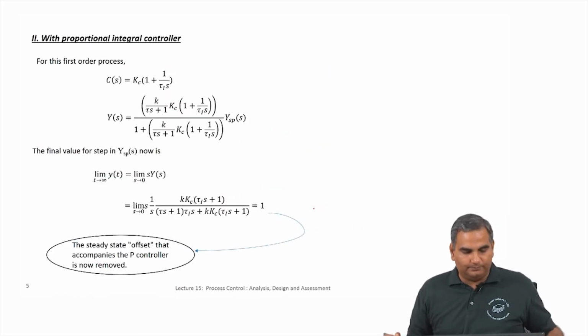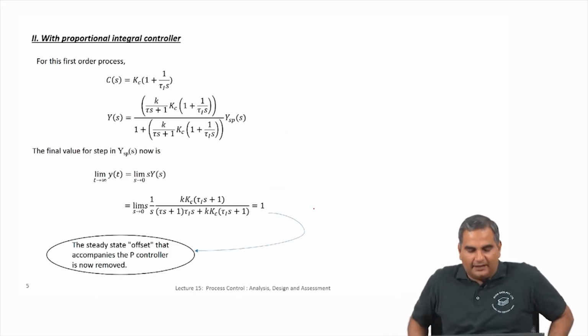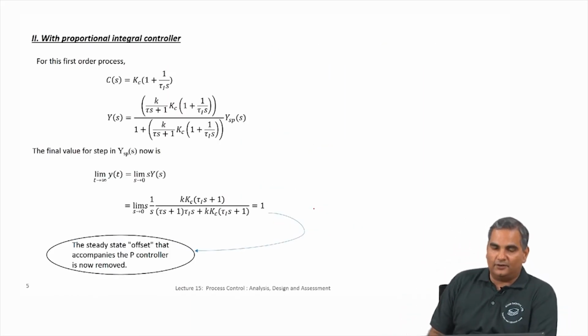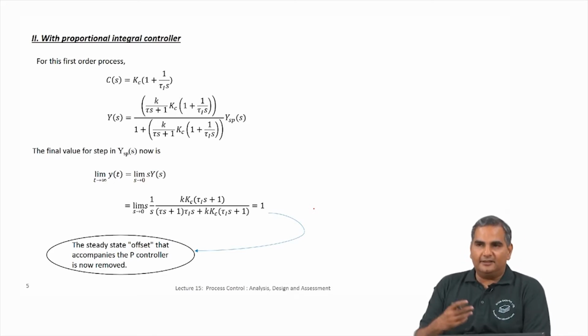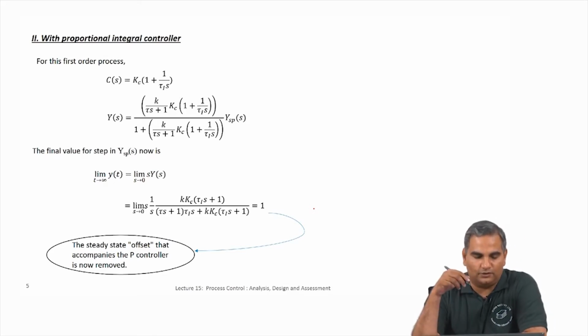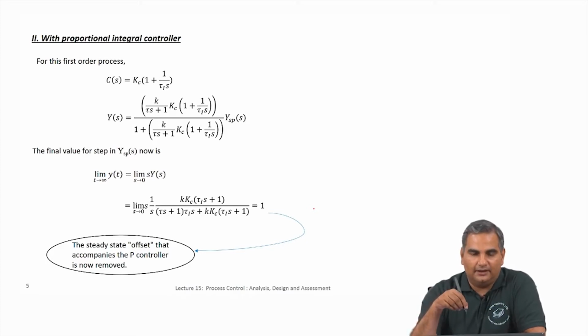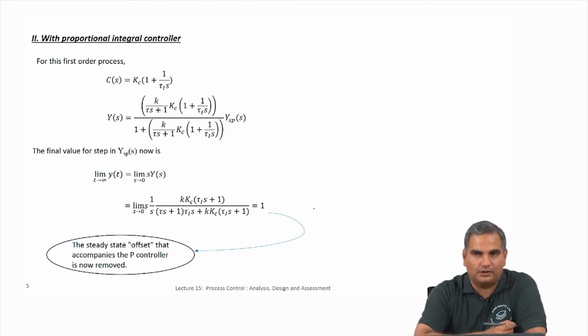Now let us repeat the same exercise for a proportional integral controller. The reason why you use this proportional integral controller is to get rid of one disadvantage of the proportional controller, which is the fact that a proportional controller has an offset. So in this case, what we are going to do is see whether introducing an integration action removes this offset. Okay. So let us see what happens.